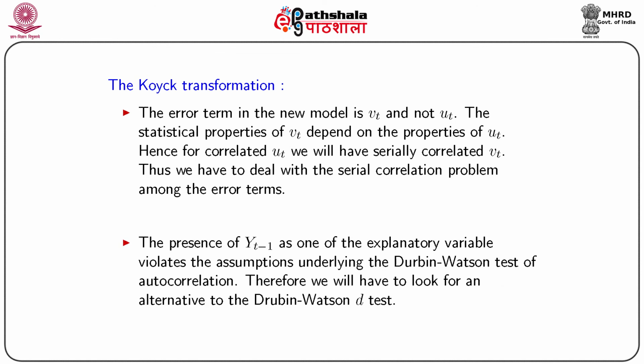The third feature of the Koyck transformation is that the error term in the new model is now vt and not ut. If you remember, the new error term vt is the moving average of ut and ut minus 1. vt equals ut minus lambda times ut minus 1. The statistical property of vt depends again on the properties of ut. Hence, if we have correlated ut or error terms, we will have a serially correlated vt. Thus, we have to deal with a serial correlation problem among the error terms, which is undesirable. Also, the presence of yt minus 1 as one of the explanatory variables violates the assumptions that underlie the Durbin-Watson test of autocorrelation. Thus, we will have to look for an alternative to the Durbin-Watson d test.